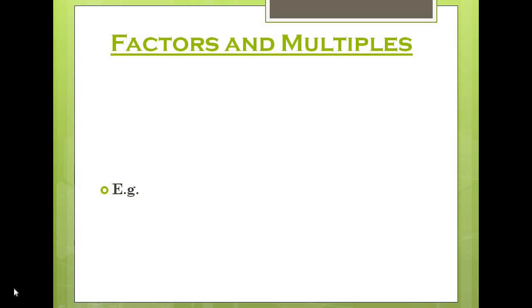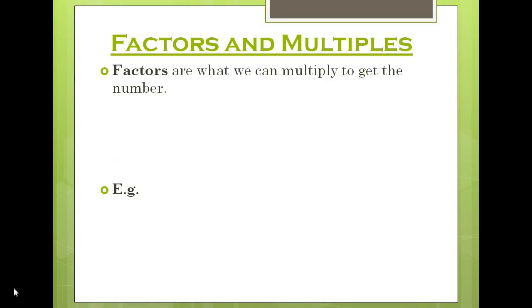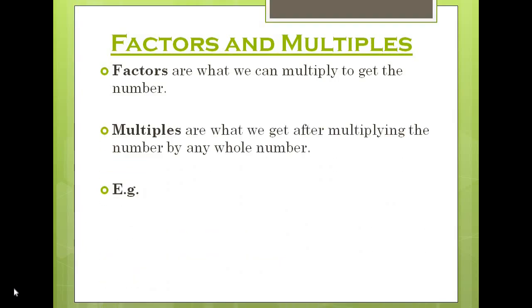So to understand factors, I'll just give you one basic definition first and then show you one example. Factors are what we can multiply to get the number. Sounds a little difficult to understand, isn't it? So, we'll take one example to make it more clear. Beforehand, let us just see what are multiples. Multiples are what we get after multiplying the number by any whole number.